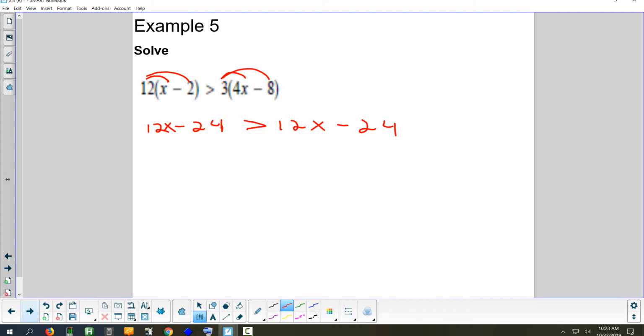Where should I try to put all my x's? What side? If they were different, what side do we try to put them on? The left side, yeah. Normally we want them on the left side. How would I move this 12x to the left side?